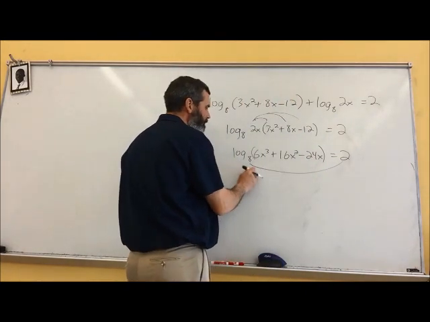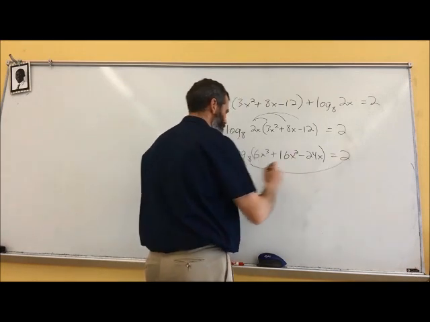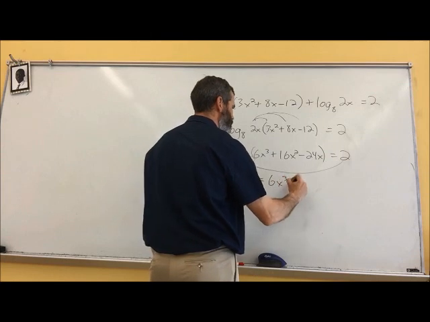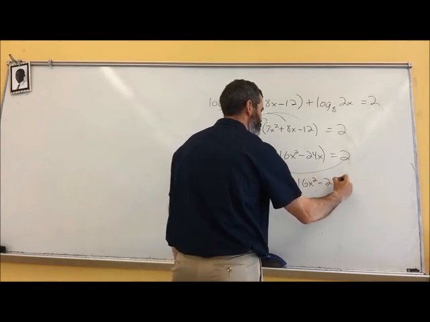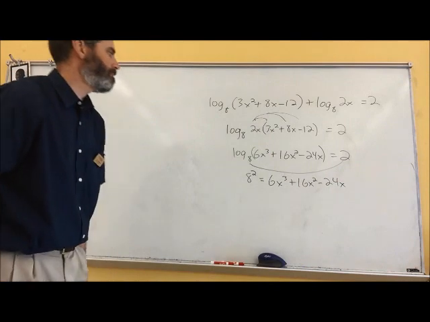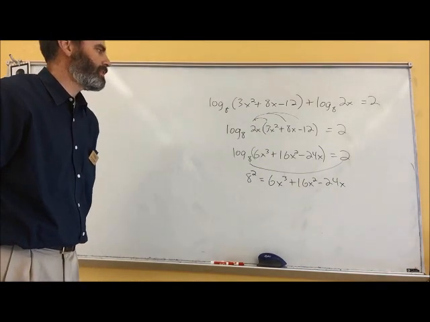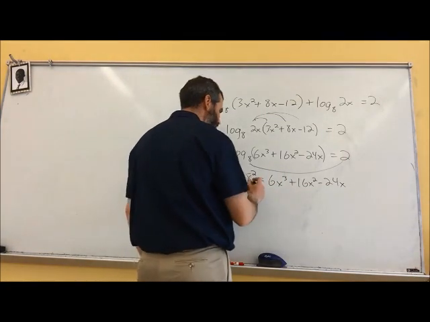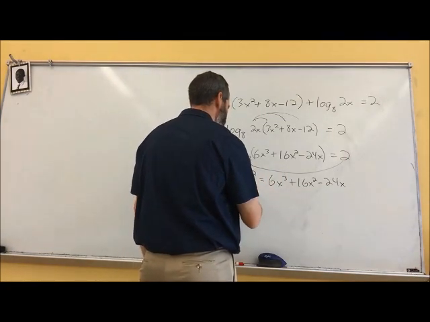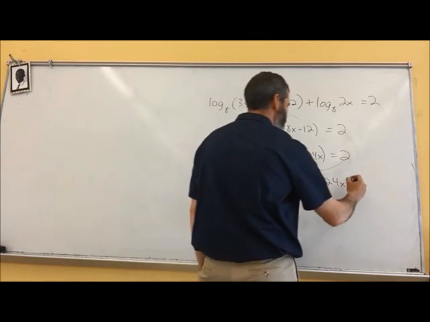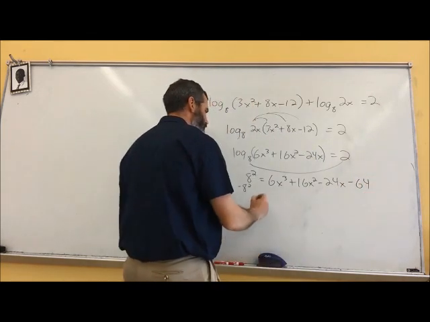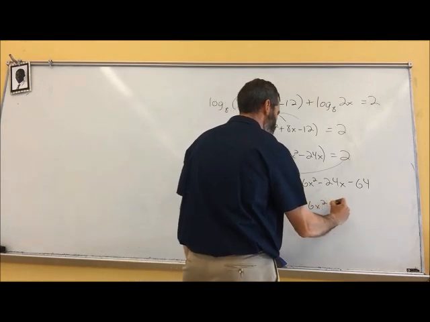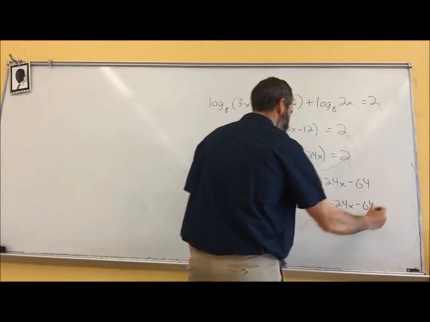Sorry about that. So 8 squared equals 6x cubed plus 16x squared minus 24x. Okay? Next, 8 squared is 64, so I'm going to go ahead and subtract 8 squared from both sides. It's going to be minus 64. And I'm going to end up with 0 equals 6x cubed plus 16x squared minus 24x minus 64.